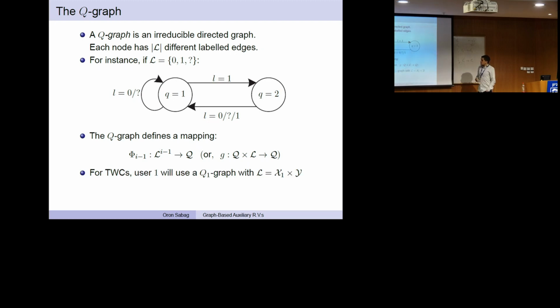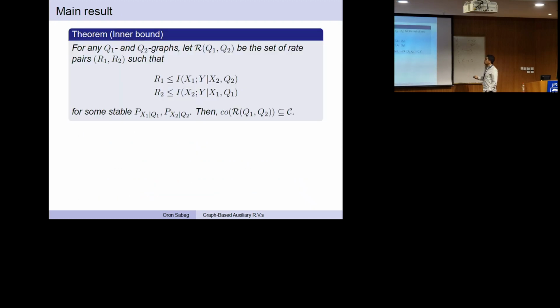Okay. So this is how we use it, and for the two-way channel, we will take two different Q graphs. Each one of them will be used by one user, and the labels alphabet of the first user will be X1 times Y, and the other Q graph of the second user will be the channel input alphabet of the second user times Y. Okay, so they use both information that they produced in the past and also the channel outputs. Okay.